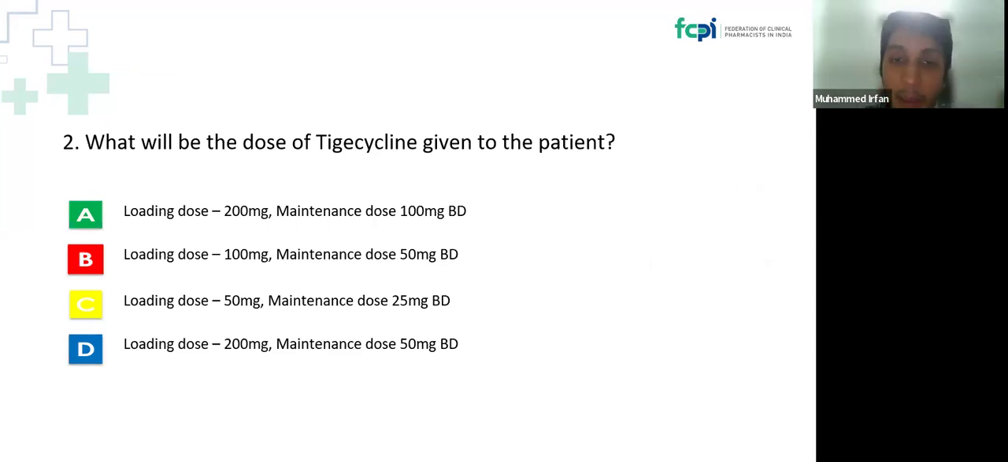A, loading dose 200 mg and maintenance dose of 100 mg BD. B, loading dose of 100 mg, maintenance dose of 50 mg BD. C, loading dose of 50 mg and maintenance dose of 25 mg BD. And D, loading dose of 200 mg and maintenance dose of 50 mg BD. Which option would we select?